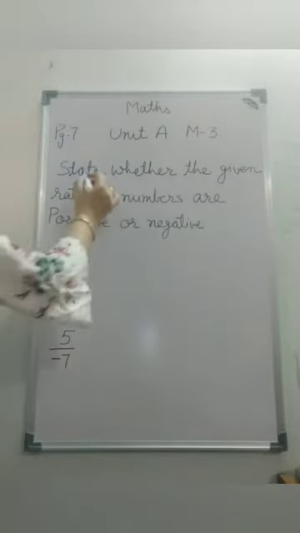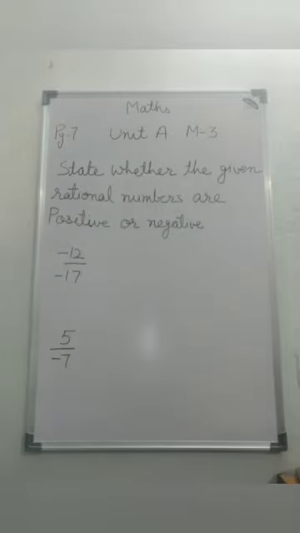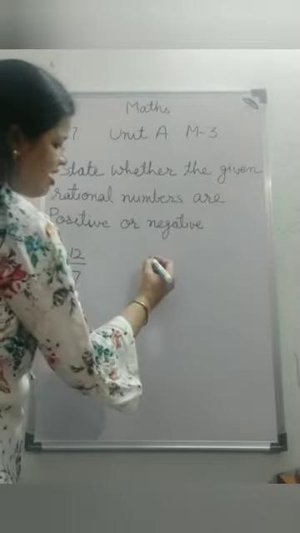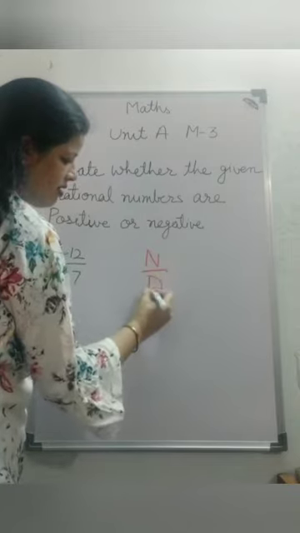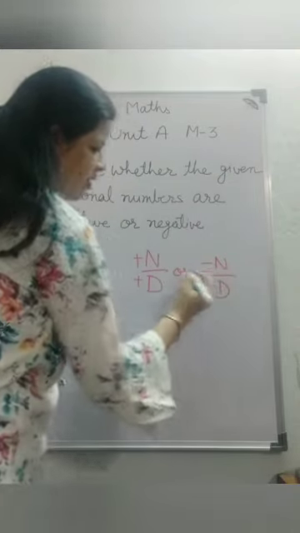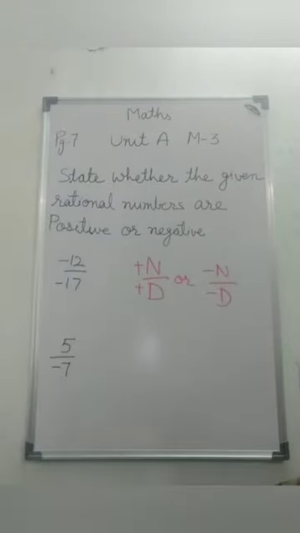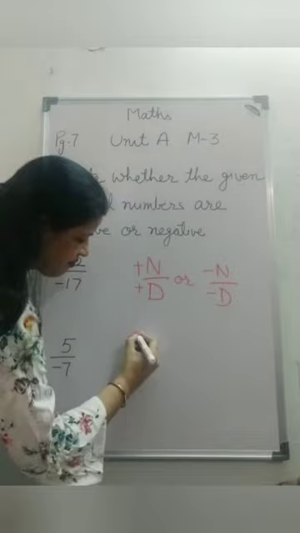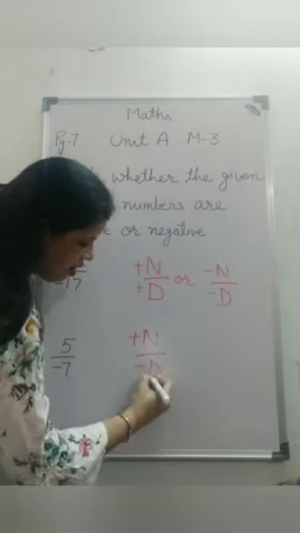The next question is, state whether the given rational numbers are positive or negative. The question is -12 upon -17. Then how do we calculate whether the number is a negative rational number or a positive rational number? A positive rational number is a rational number having numerator and denominator both with the same sign, like plus plus, or we can say like this. And a negative rational number will have either the numerator or denominator negative and the other one positive. You can say this or this.